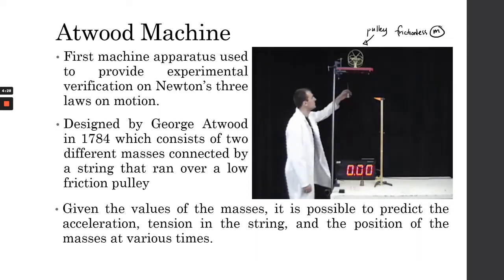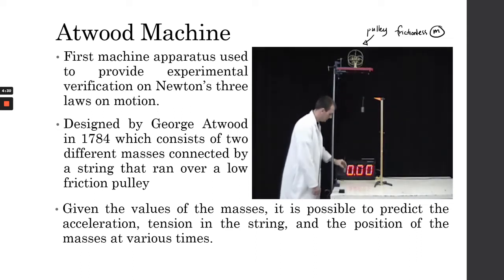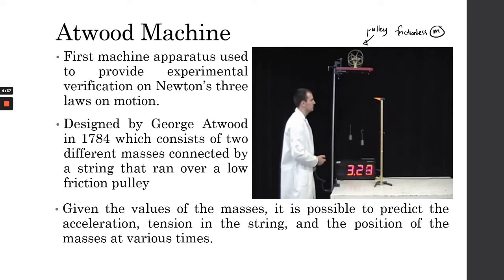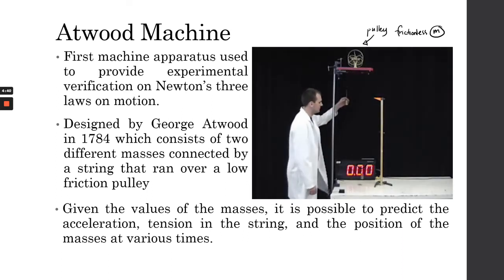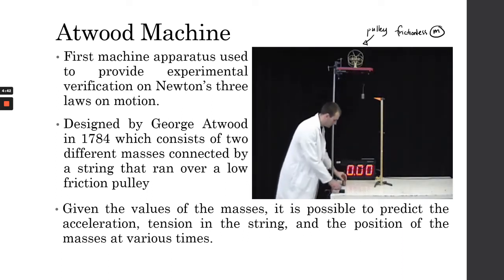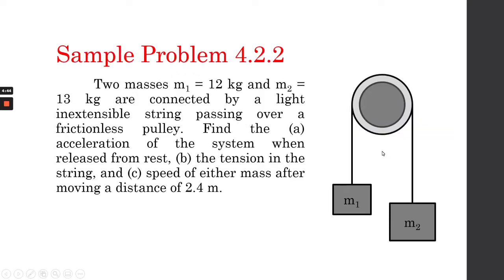So now that we are familiar with the Atwood machine, we will use the second law of motion to solve problems regarding pulleys, regarding things that are hanging. Okay, so let's look at this sample problem 4.2.2. Two masses, mass 1, which is 12 kilograms, and mass 2, which is 13 kilograms, are connected by a light inextensible string passing over a frictionless pulley.